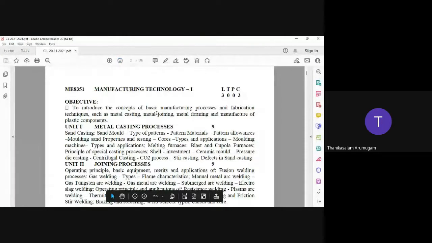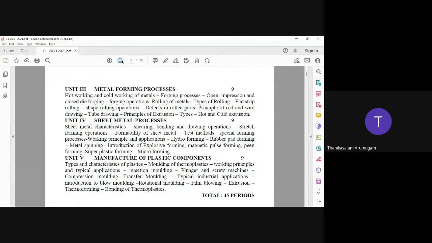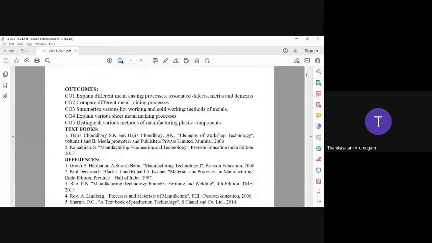See this, your subject syllabus, manufacturing technology: metal casting in unit 1, the metal joining process, the metal forming process, sheet metal process, and manufacturing of plastic components. After studying this subject, you should know the different metal casting processes and the corresponding defects, the metal joining processes, various hot working and cold working processes, various sheet metal making processes, and various methods of manufacturing plastic components. So this is the first subject for mechanical engineering students. You should know how to manufacture various components.